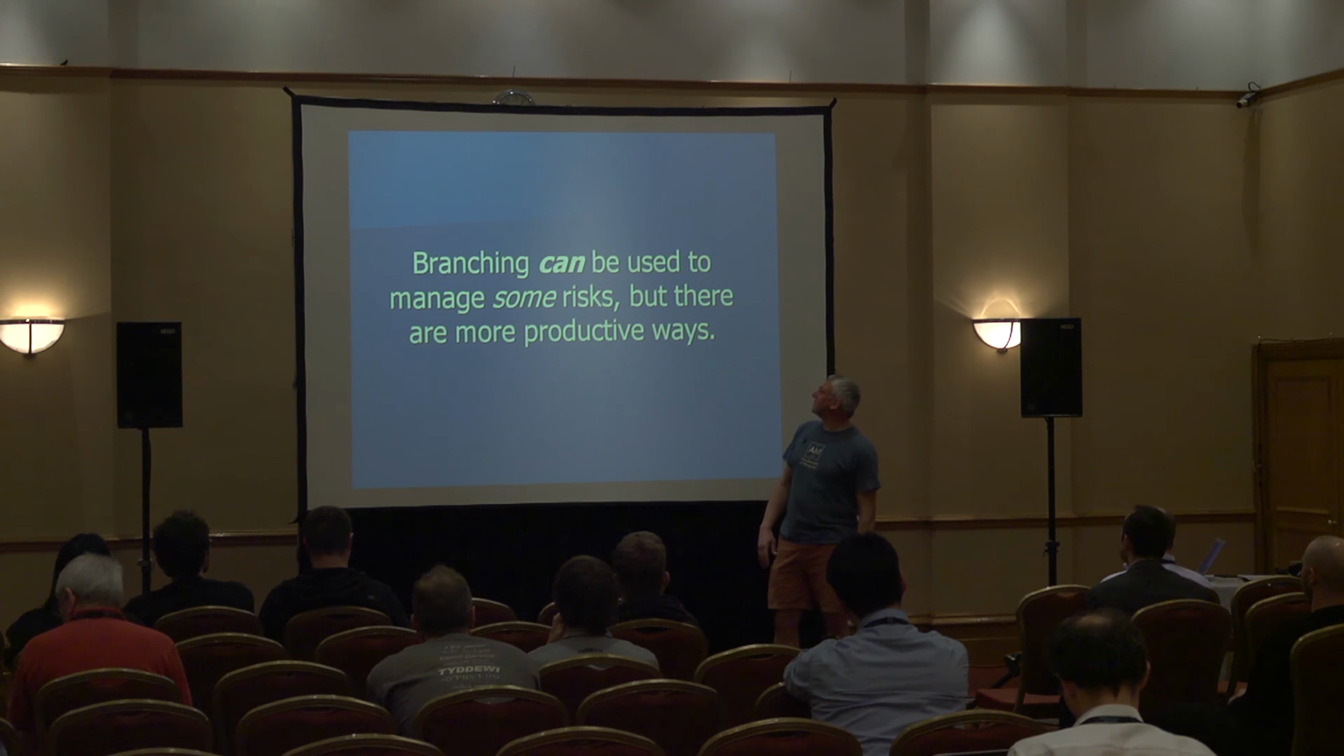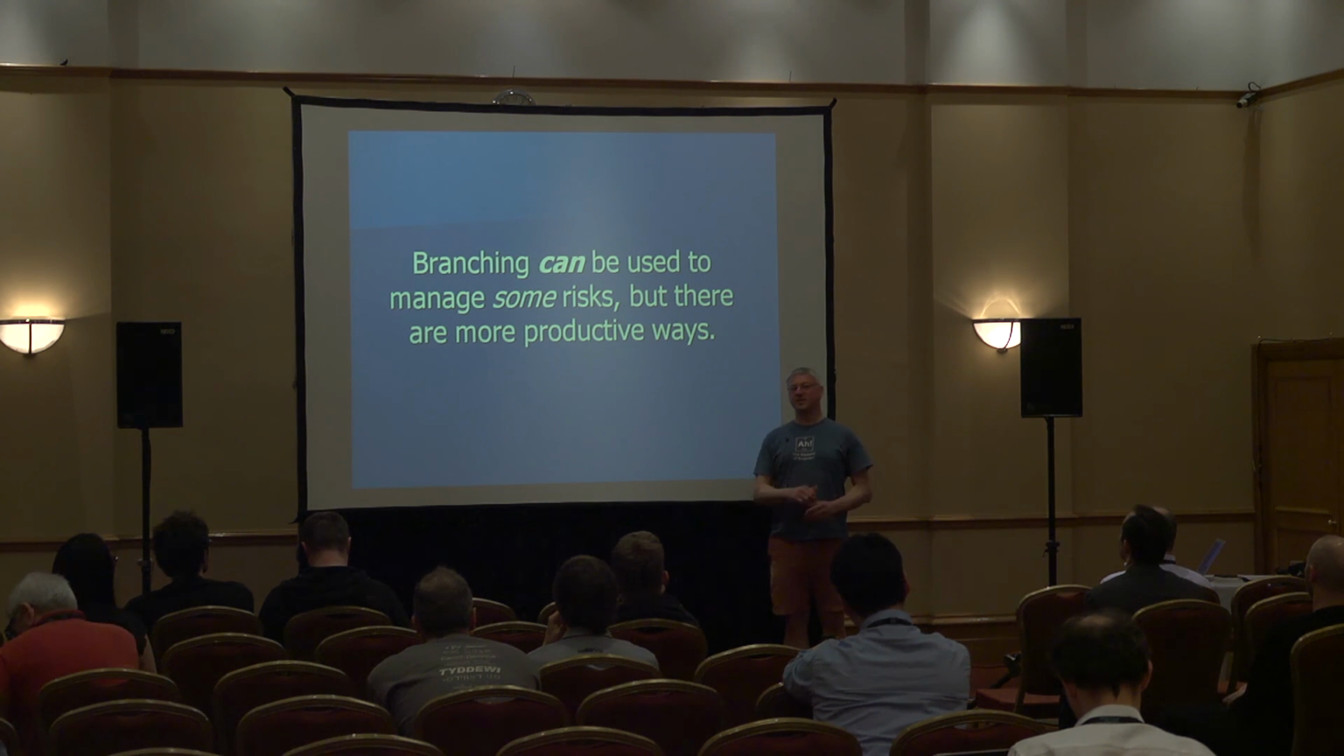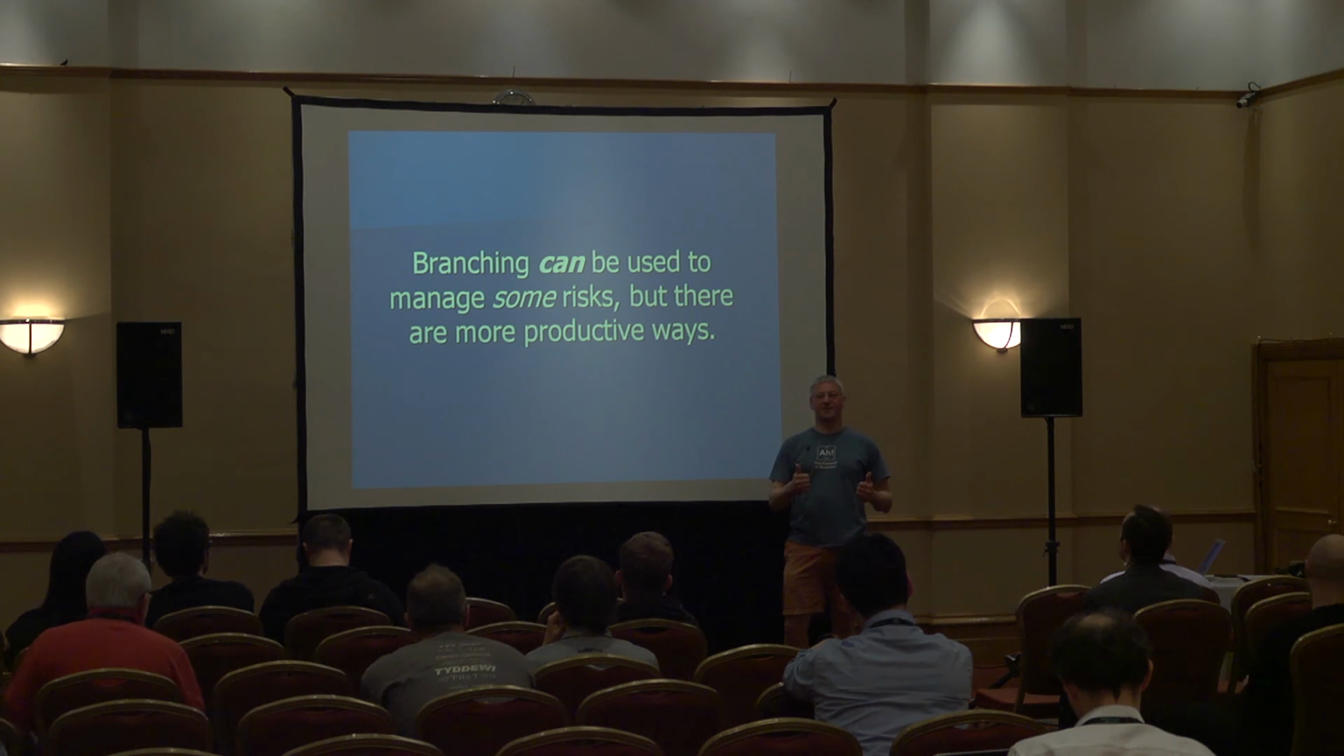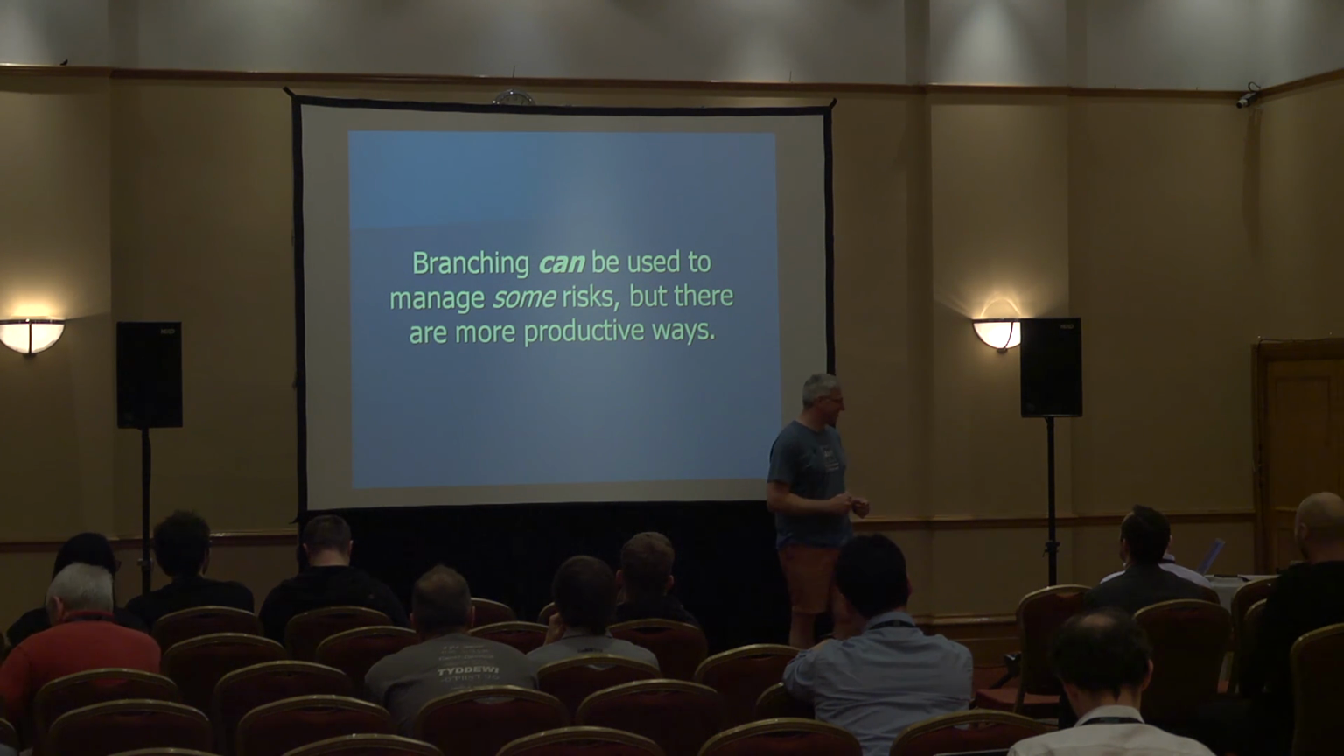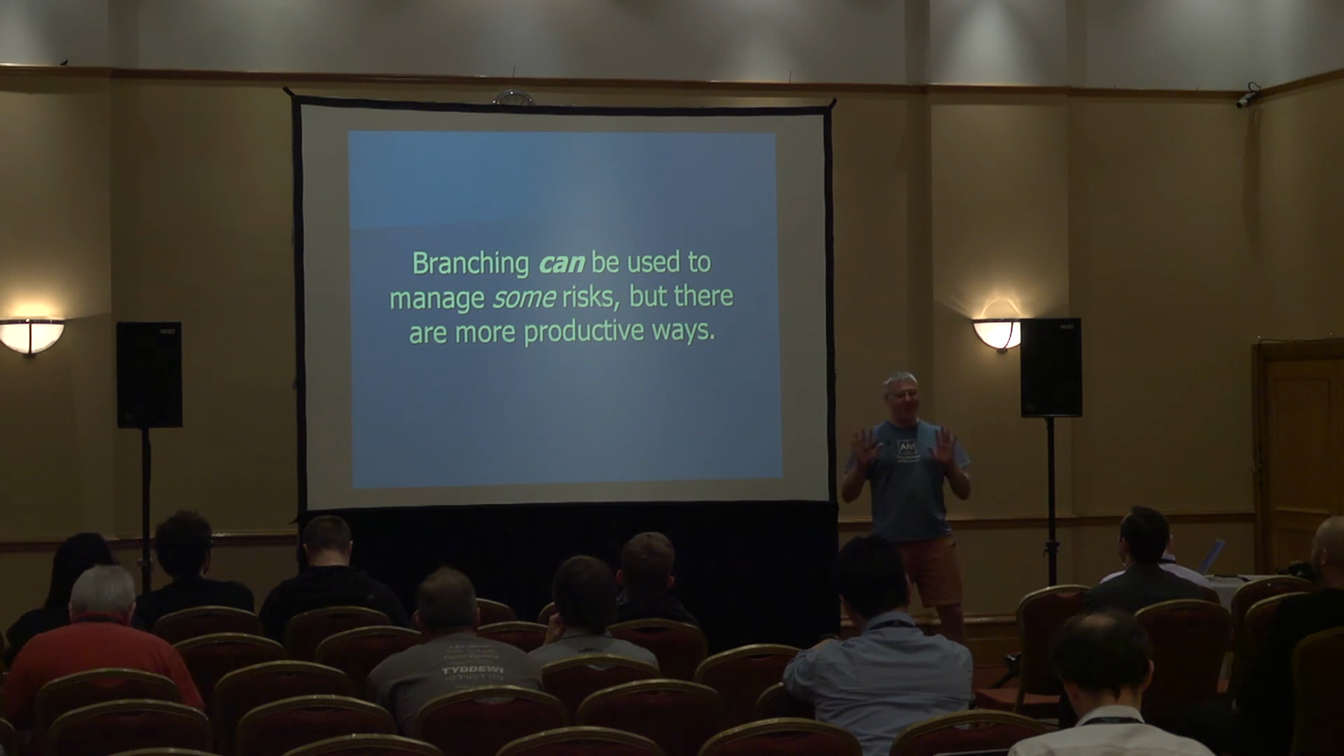So in summary, talk wrapped up in 30 seconds: branching can be used to manage some risks, but I think there are better ways to do it sometimes in some contexts. Lots of caveats in there, of course. It wouldn't be fair to say I know about what everybody's doing.